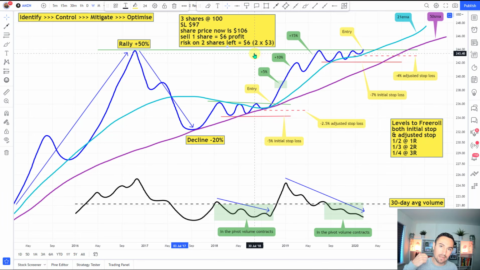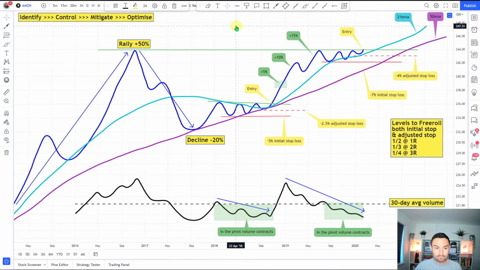So this is why selling 1/3 at 2 times your stop loss, especially if your stop losses are in single digits, means that you have free rolled the trade. This is the active risk mitigation part. That is basically how the math works. Hopefully that is making sense for you guys.